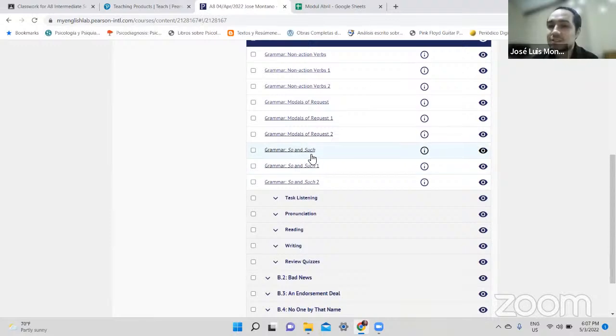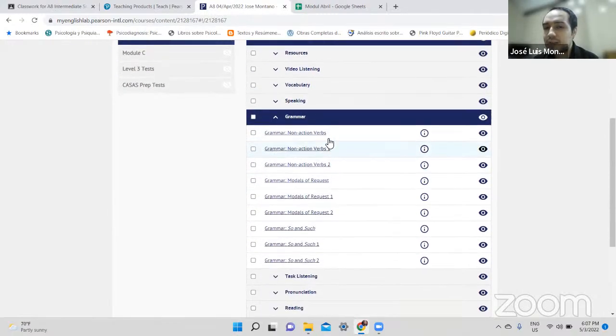Then so and such, right? So for adjectives and such for nouns. You are so good, you are so intelligent, or she's such a beautiful girl, he's such a great player, and you have ideas like that. Let me know, please, Paola, Wilson, and Larissa, if you have questions about unit 1. Again, non-action verbs, modals of request, so and such. Any questions about that? Let me know, please.